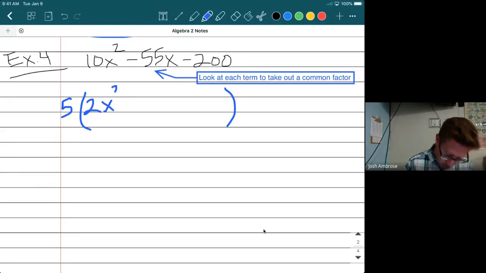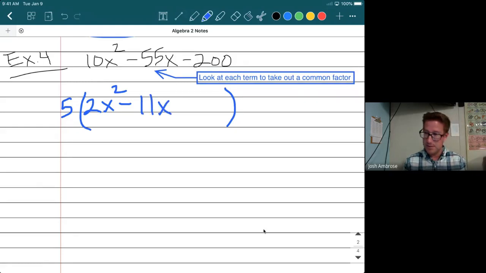Okay. So we have 2x squared. 10 divided by 5 is 2. The x squared drops down. Minus, what's 55 divided by 5? 11. The x is still there. Minus, and what's 200 divided by 5? That's going to be 40. That's there. And unfortunately, we're not done.